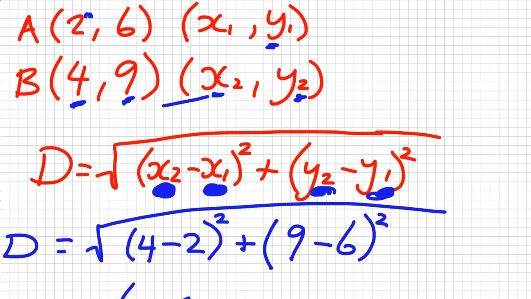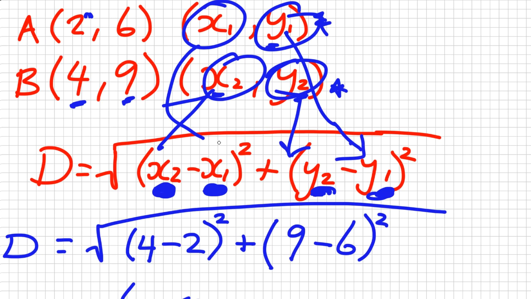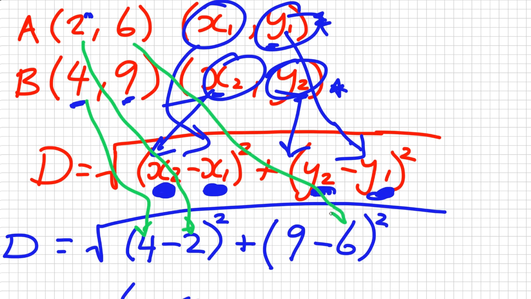The main thing to remember, I have 2 points, and all I have to do is take those numbers out of these points and put them into the equation. So just like I've done here, here's 2, 4, here's 6, and 9. That's all I had to do. And then we evaluate all of that.